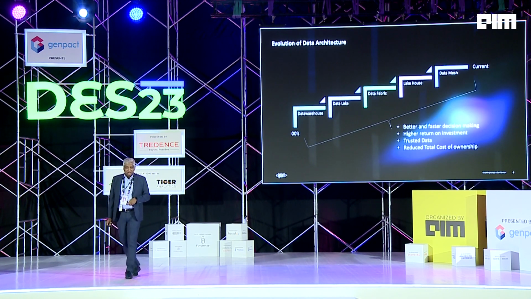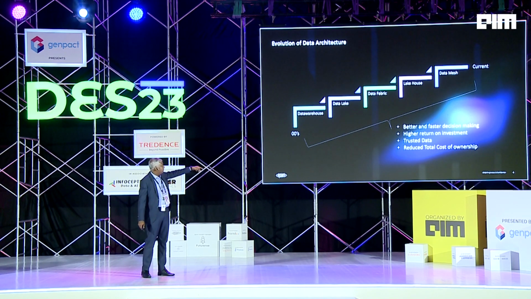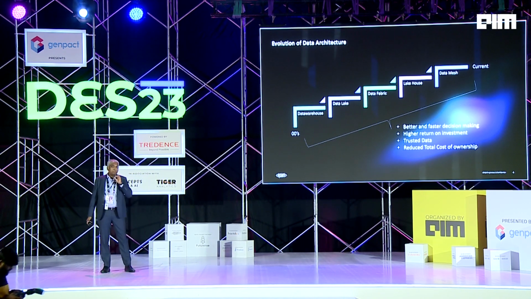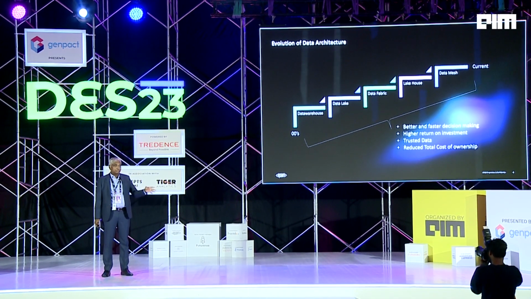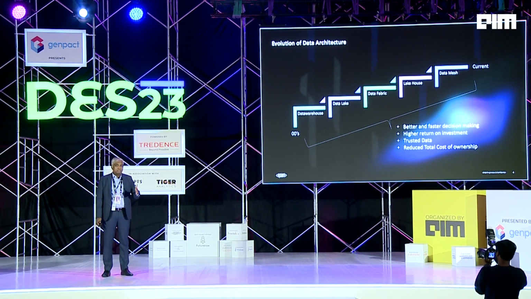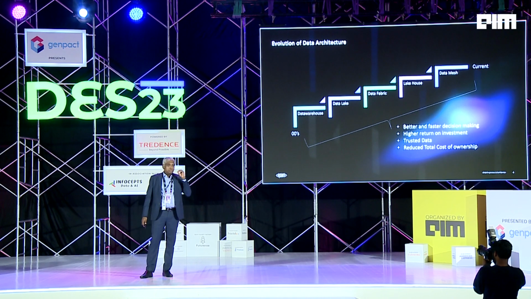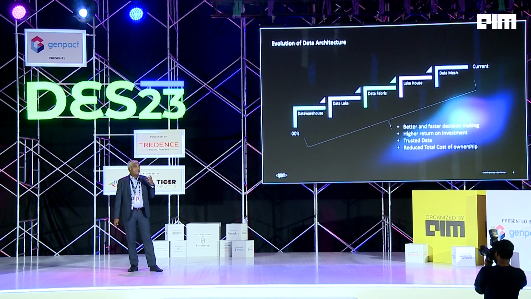I don't want to spend much time on this. This is the evolution, everybody knows it, but I just want to talk about the last three points. Better and faster decision making is one of the important aspects that we always talk about, and higher return on investment. I think there was a question in the previous session also: how do we do return on investment calculations for all the data transformation projects that we undertake? We make sure that we do both TCO and business value analysis, and we calculate the return on investment and create that business case for the CXOs so that they understand that value.